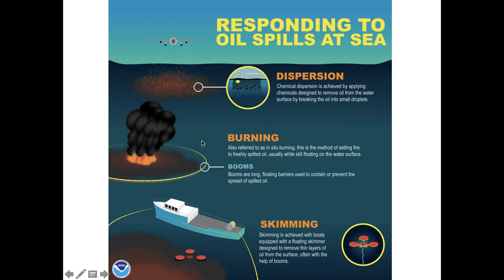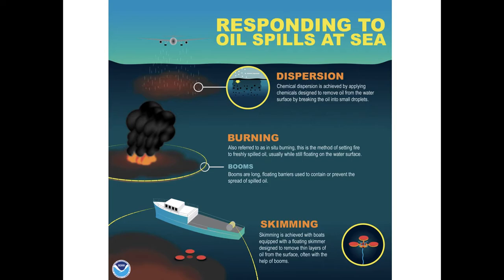You can use chemical dispersion, which is where chemicals that are designed to remove oil are sprayed over an oil spill. You can see this schematic of an airplane spraying this chemical on the oil spill. And the idea is that it breaks the oil into smaller droplets. It can be burned, often called in situ burning. This is basically setting the oil on fire while it's still floating on the water surface. And you can use booms to contain this so it doesn't get moved around a lot by currents.